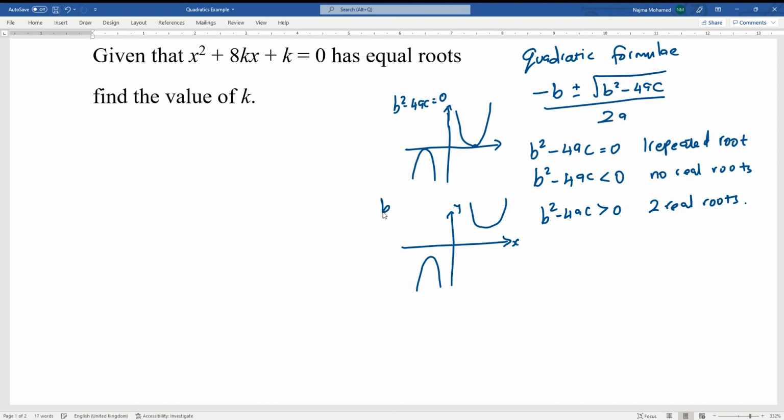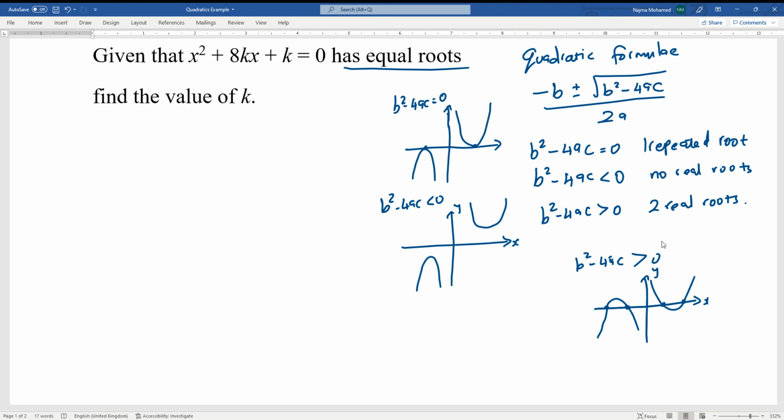So this was b squared minus 4ac less than 0. And if b squared minus 4ac is greater than 0, it looks something like this. So it will be crossing the x-axis at two places, this and this. If it's a negative x squared, it'll be somewhere here or anywhere, but basically the quadratic graph crosses the x-axis at two locations. Here, none. Here, one, but we call it a repeated root. So here it says that it has equal roots, so basically it's this one. We're going to use this information in order to answer it.